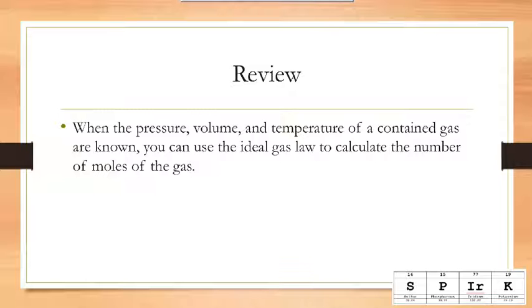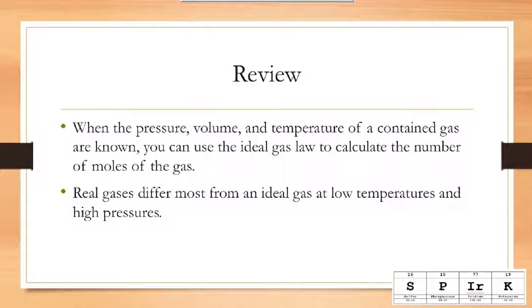So in review, when the pressure, volume, and temperature of a contained gas are known, you can use the ideal gas law to calculate the number of moles of the gas. Real gases differ most from an ideal gas at low temperatures and high pressures. The key equation is our ideal gas law, and that is PV equals nRT.